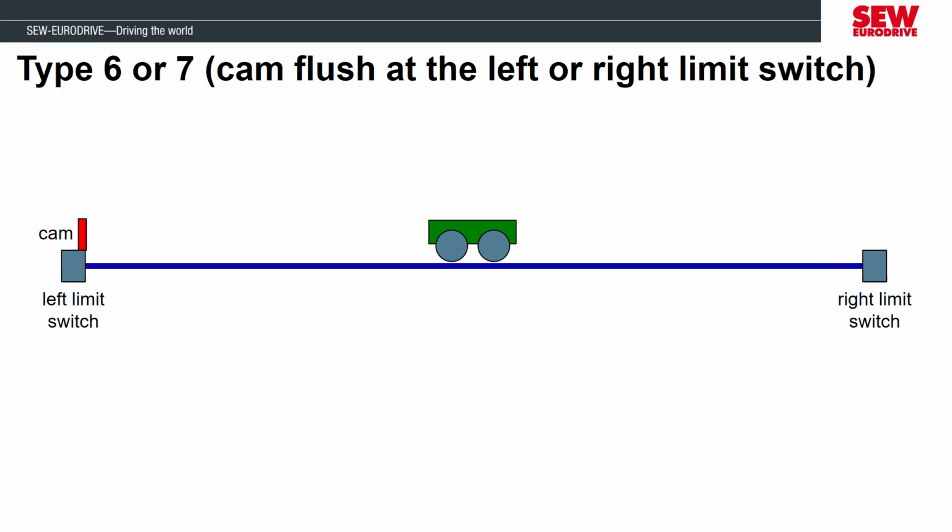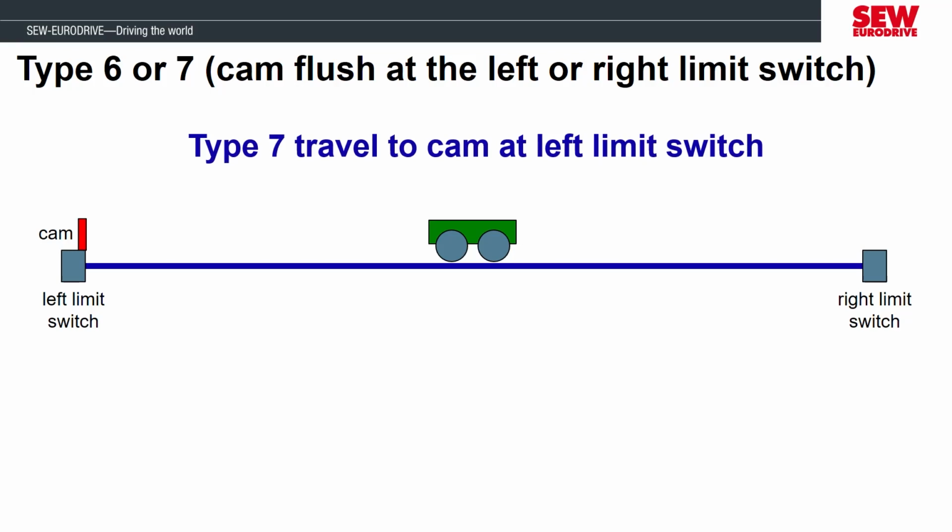Type 6 or 7 will bring back the reference cam, but in this scenario, it has to be flush or just slightly in front of the limit switch. If the limit switch signal changes before the cam does, then it will issue a fault. So the cam has to be positioned correctly for these types to work.